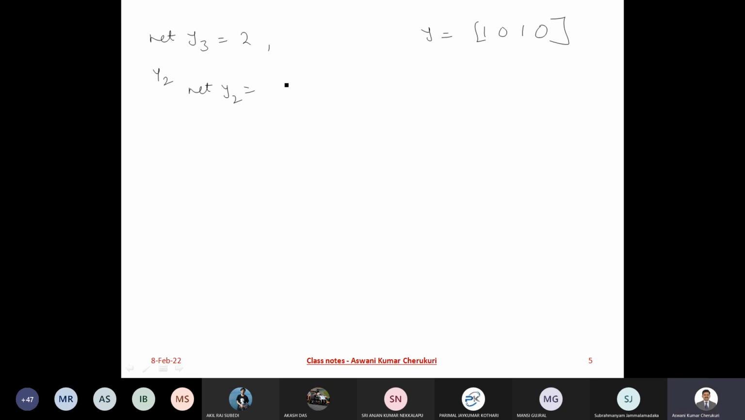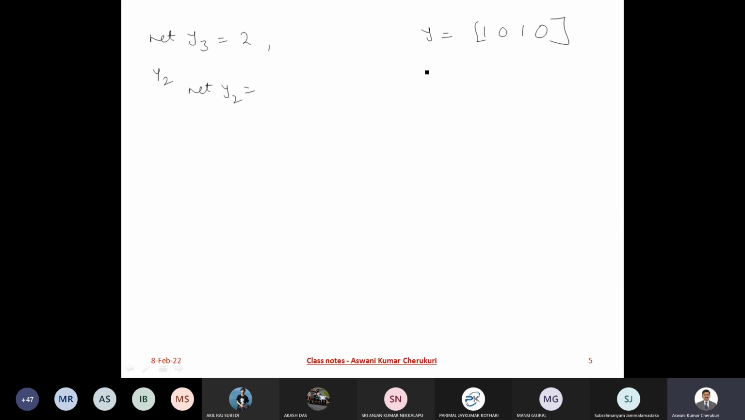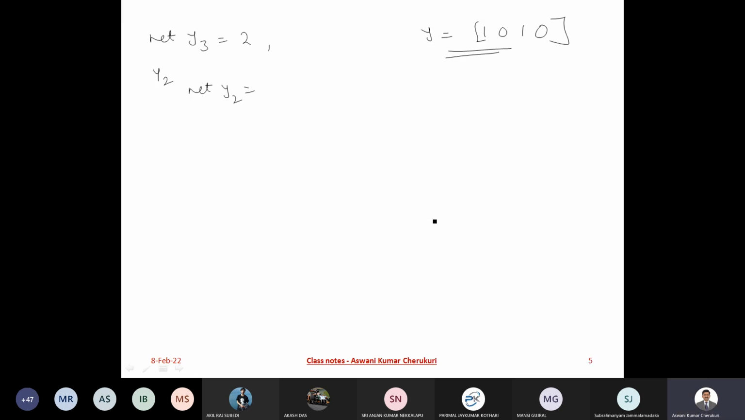With net y2, can you please tell me? Look at the input x2, which is 0, and your updated y is here, and your weight vector is the second vector. Sir, again y input is 2 for y2. Okay, so you get a positive output, so that becomes 1 1 1 0.